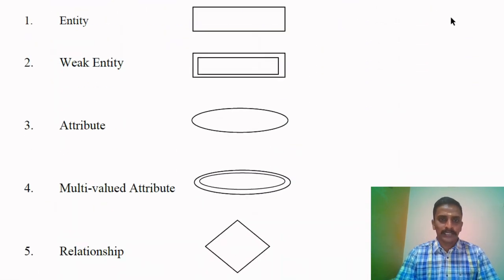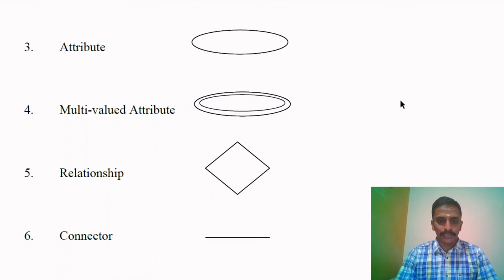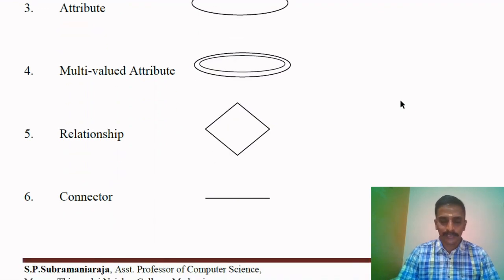And the next one is ER modeling symbols. The rectangle is used for entity, the double rectangle is used for weak entity, the ellipse is used for attributes, and the double ellipse is used for multi-valued attributes. Diamond is used for relationship, and the line is used for connectors.